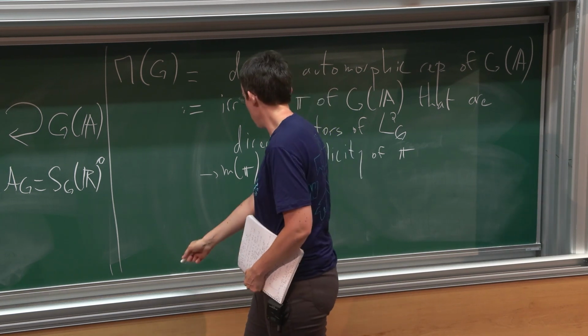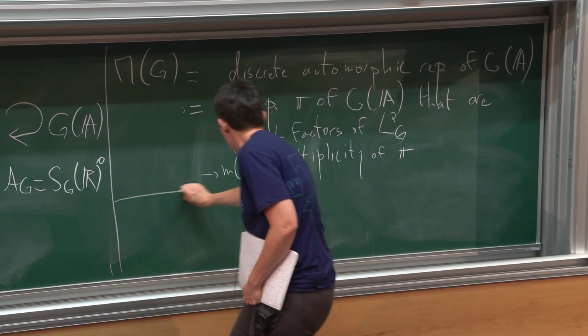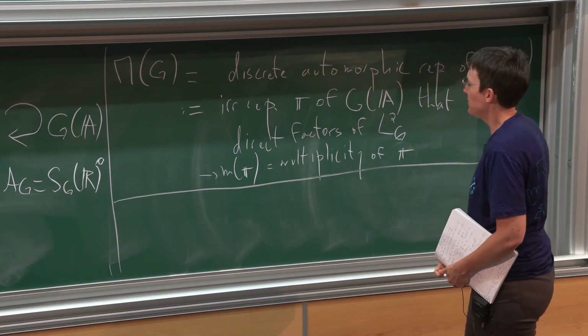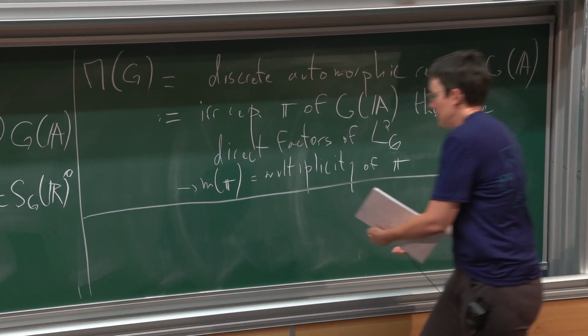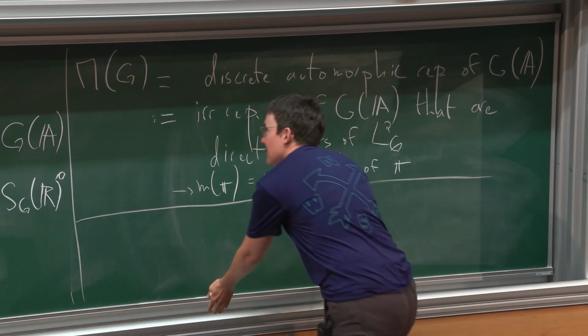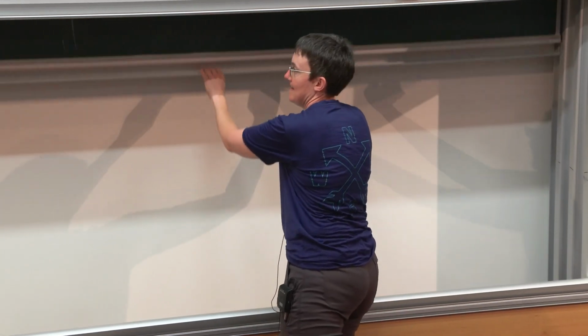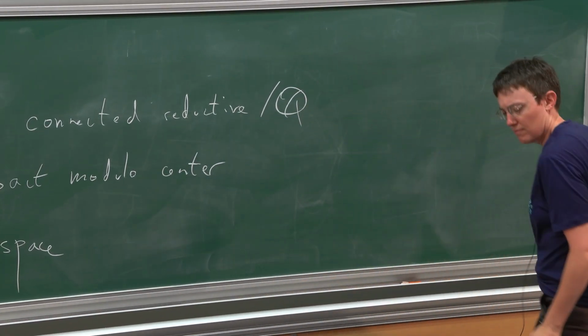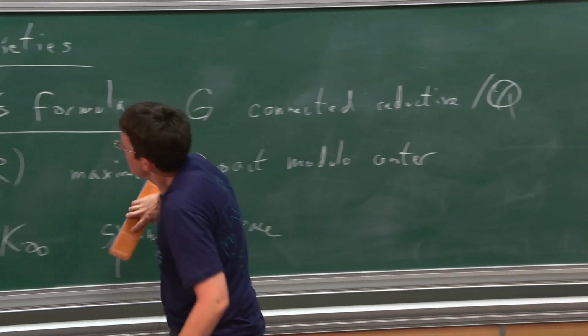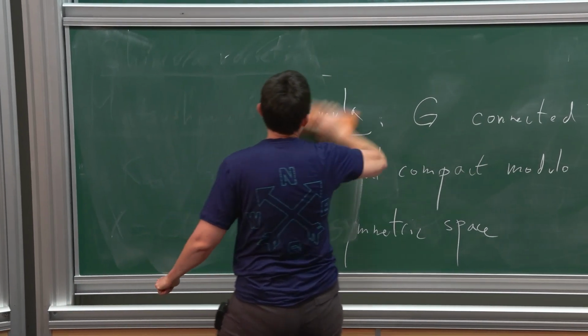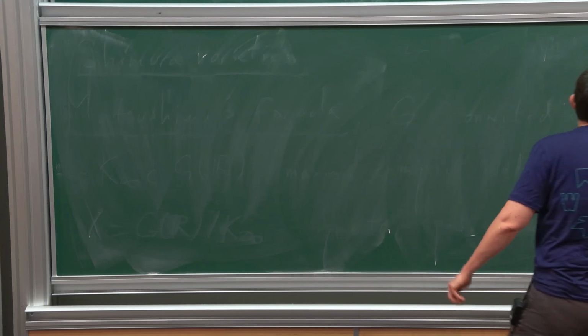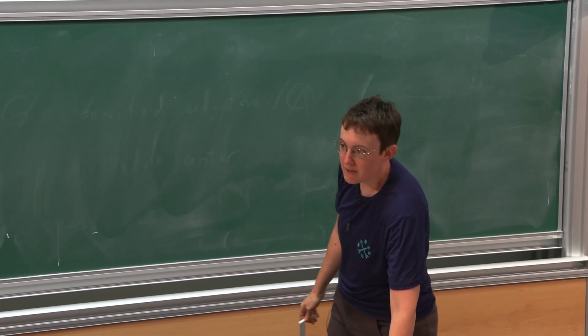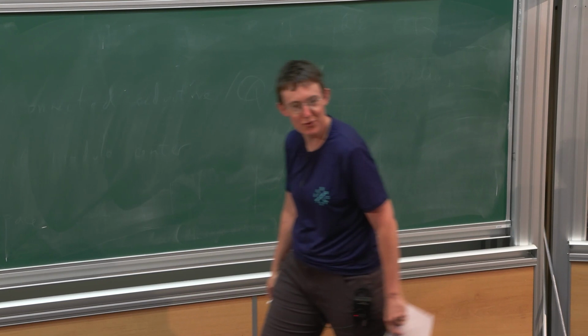So let's go back to the, okay, this board kind of sucks. Let's go back to the co-compact case. Oh yes, sorry, I didn't say I choose a Haar measure on G of A. Okay, so they are all proportional to each other, so this doesn't change anything.